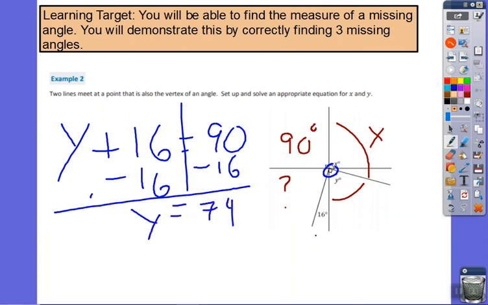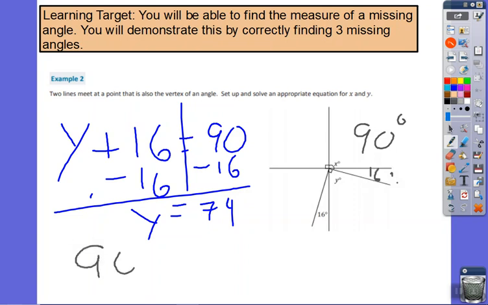The x is, let's see, what would be a nice way to get that one? Let me clear out this stuff here. I know this top piece is 90, so I would just have to figure out what this is down here, and that is going to be 16. So in that case, I'm going to be adding 90 and 16 to get my x, which is 100.